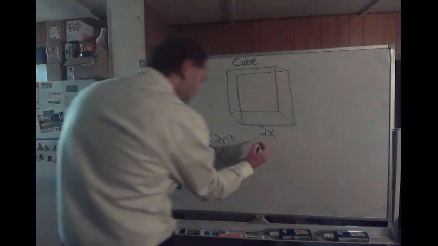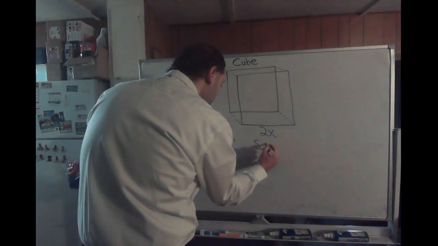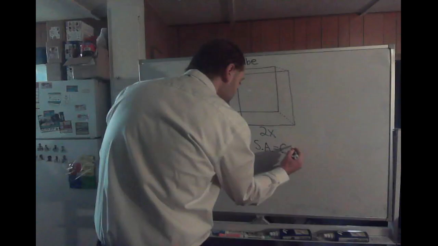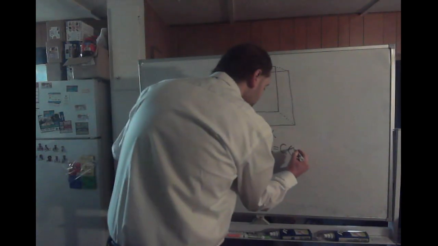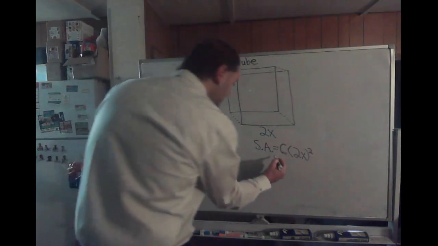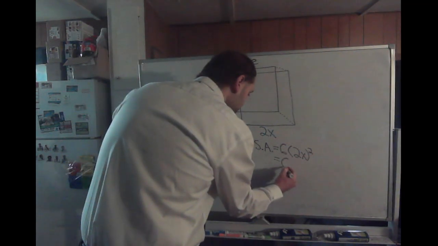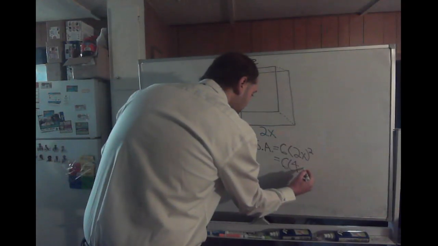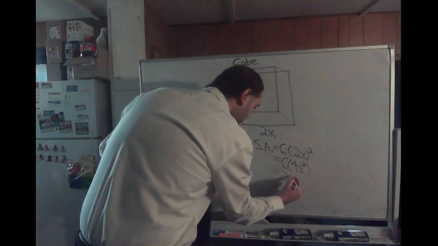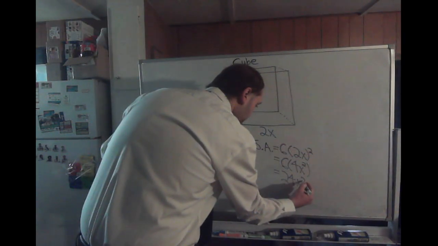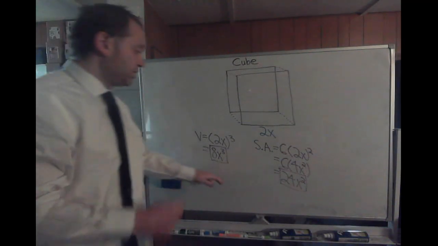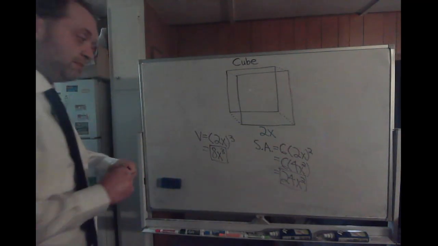Now we just need to find the surface area. The surface area, of course, is equal to 6, since there are 6 faces, times a side squared. So it would be 6 times the quantity of 2x to the second power, which then would turn into 6 times 4x to the second power, which in turn would give you 24x to the second power for the surface area. So you get a volume of 8x to the third power, and a surface area of 24x to the second power.